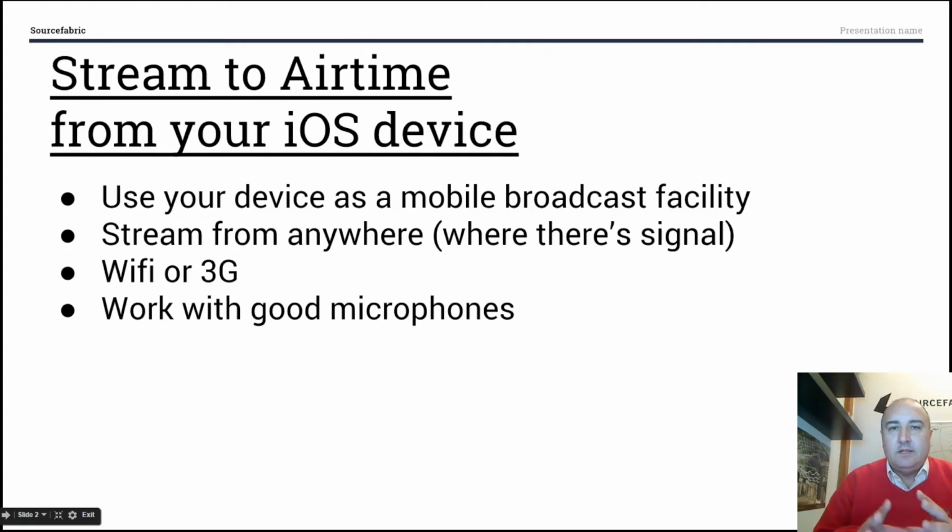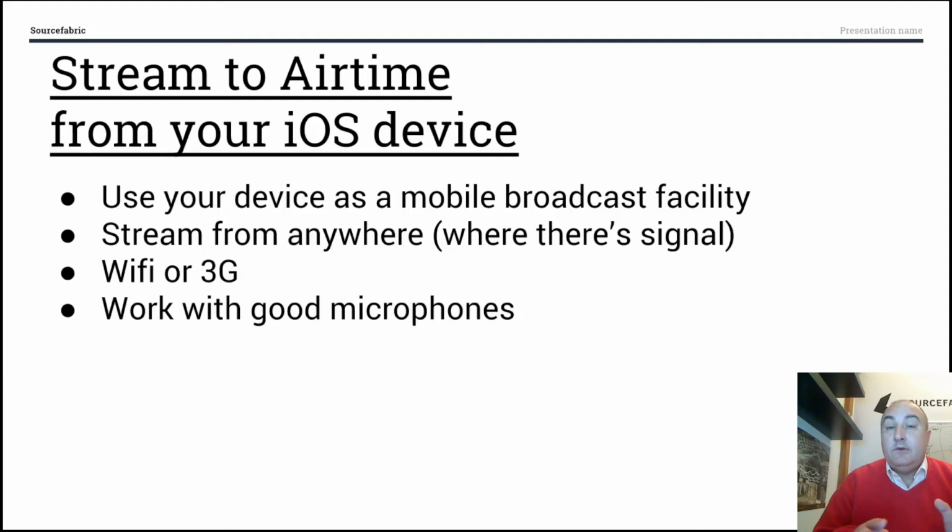But first, before we do that, I wanted to explain a little bit about what you can do with your iPhone or your iPad with Airtime. The first thing is that there are apps that stream from your iOS device using the iCast protocol. They connect to Airtime, and then Airtime streams out from there, specifically to your iCast server. What it means in real life, though, is that you can broadcast from anywhere where you have a signal, which is cool because you can use the microphone which is built in on your iPhone, or you can connect up with either a professional microphone or with a soundboard.